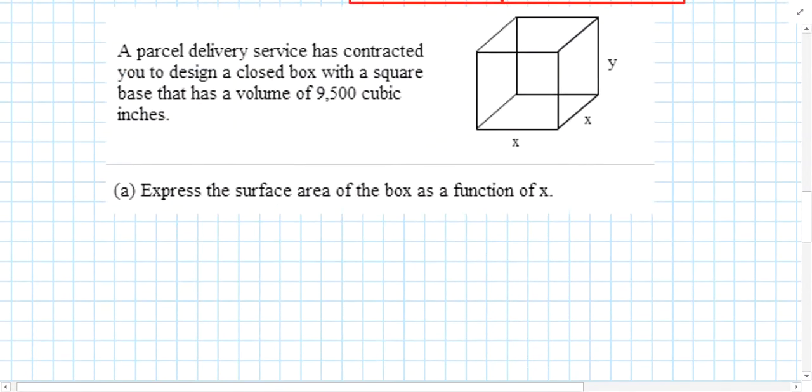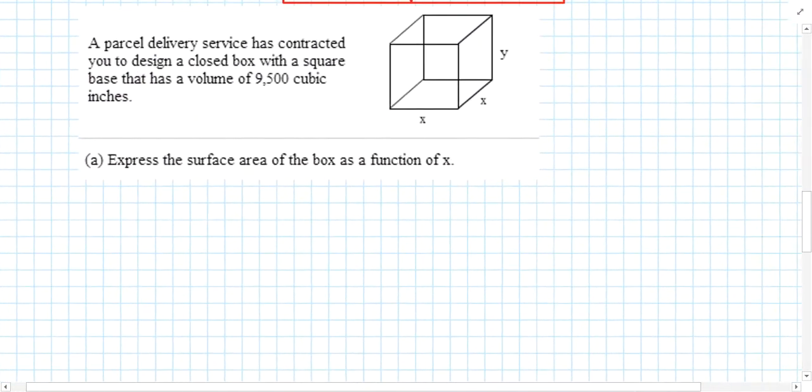Now, to wrap up this video, let's just take a look at an applied example of this. A parcel delivery service, somebody like UPS or FedEx or even the post office, has contracted you to design a closed box with a square base that has a volume of 9,500 cubic inches. Express the surface area of the box as a function of x.